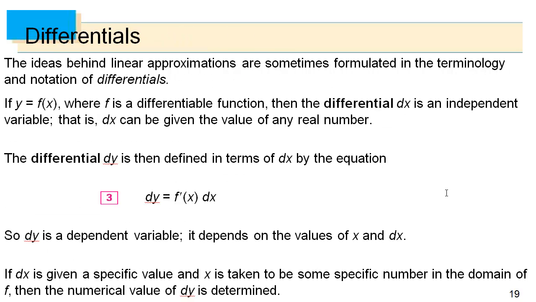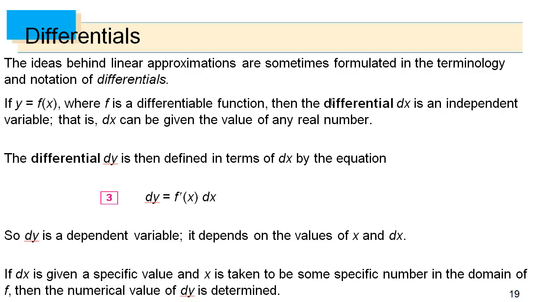Okay, the ideas behind these linear approximations are sometimes called differentials. If y is equal to our function, so if y equals f of x, where f is some differentiable function, then we know the differential dx is an independent variable, i.e. it's the change in x. And dx can be given any value we want. We can keep it really small, we can make it bigger. But basically the change in x can be whatever, and then whatever that is determines what the change in y is. So dy, the differential, can be defined in terms of dx.